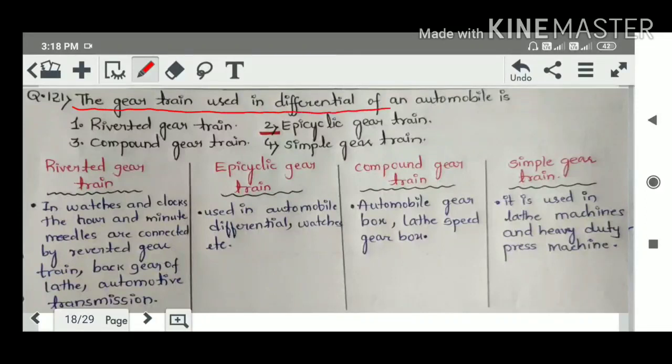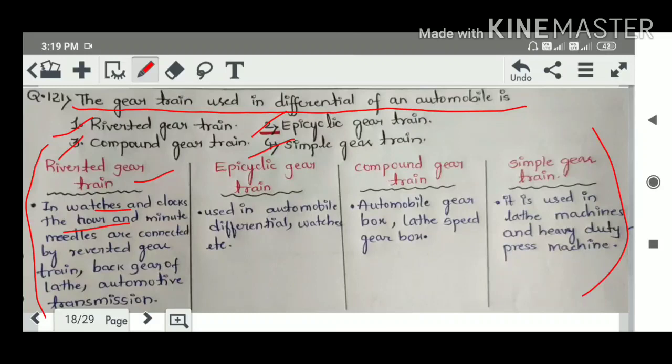The gear train used in the differential of an automobile is, and the options are reverted gear train, epicyclic gear train, compound gear train, simple gear train. Okay friends, here I have written the application of all 4 types of gear train. First we will see the application of reverted gear train. Reverted gear trains are used in watches and clocks. The hour and minute needles are connected by a reverted gear train, and it is used in the back gear of a lathe and automotive transmission. Okay friends, you need to remember these applications.